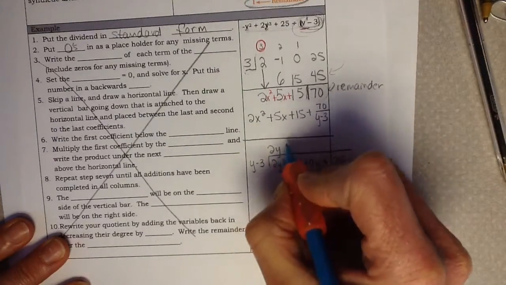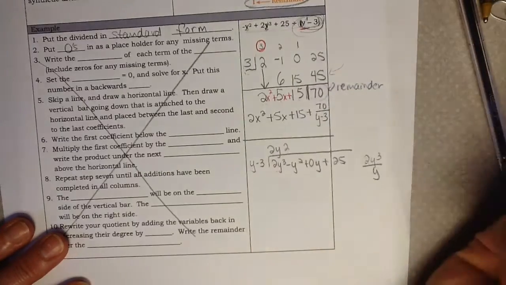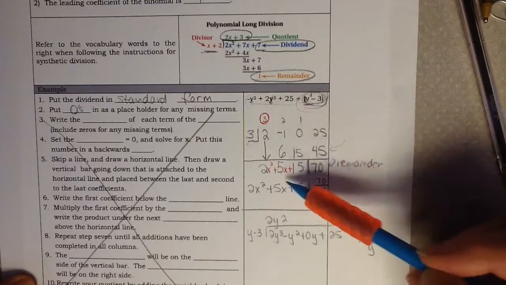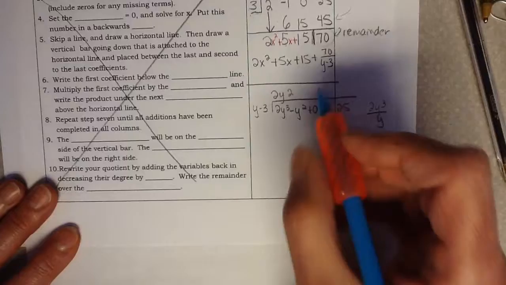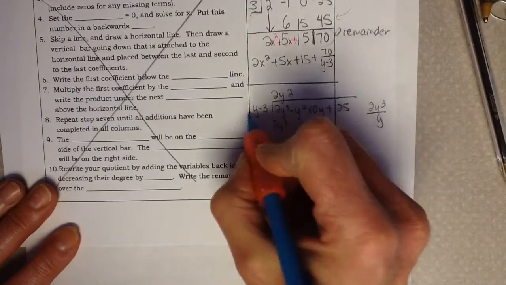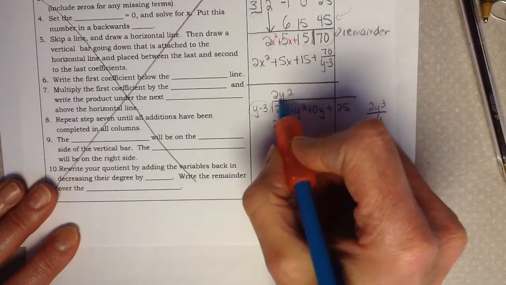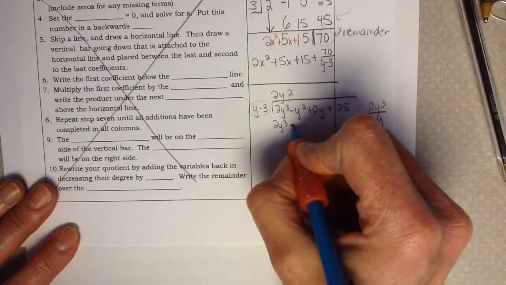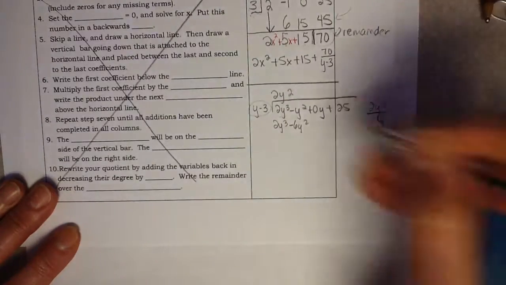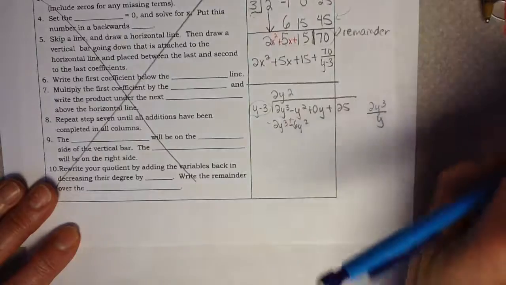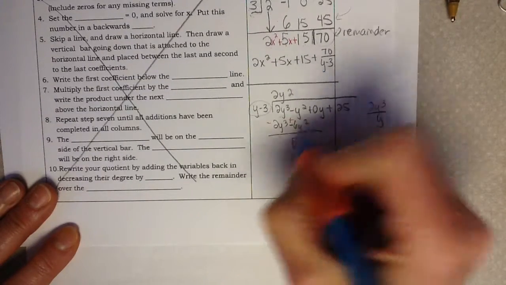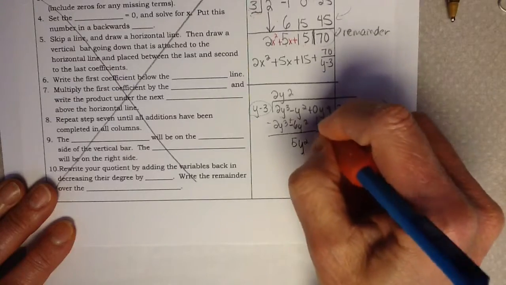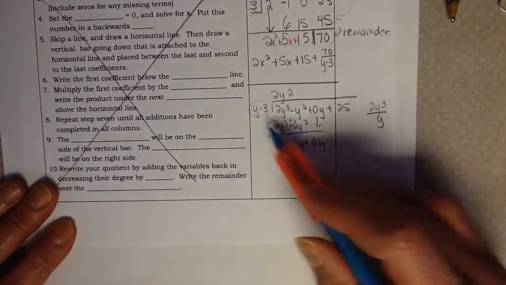So 2y squared. And here I changed the y's to x's. That's okay. I just went back to y's here. So we have 2y cubed. And when I'm multiplying, I have to multiply the whole thing. So this is going to be negative 6y squared. I'm going to change my signs and then add. So this is 5y squared. I'll bring down the 0y. And I start all over again.